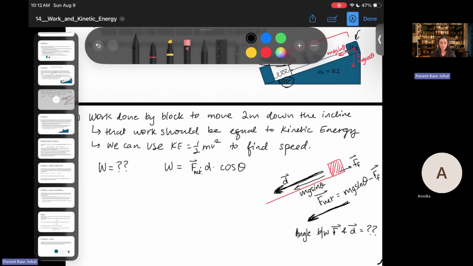Oh, no problem. The angle between them? They're parallel, same direction. The angle is 0, which means cos theta is equal to cos 0, which is equal to 1. So work done is basically just going to be your F net times displacement.